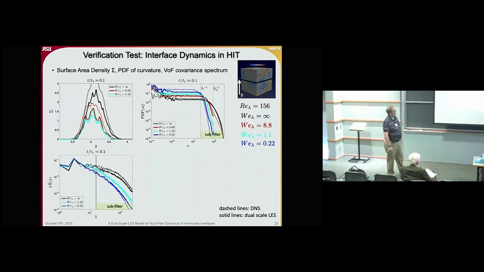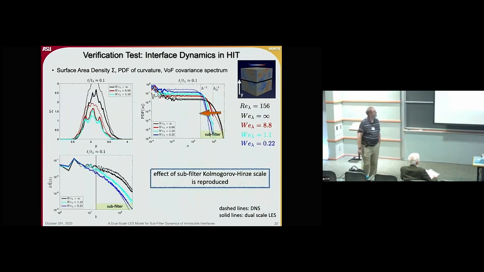And I can introduce even more surface tension, and the agreement generally remains quite good. Now, the important part is this. If you look at this here, this is our subfilter scale from here on out. That's the LES filter scale.